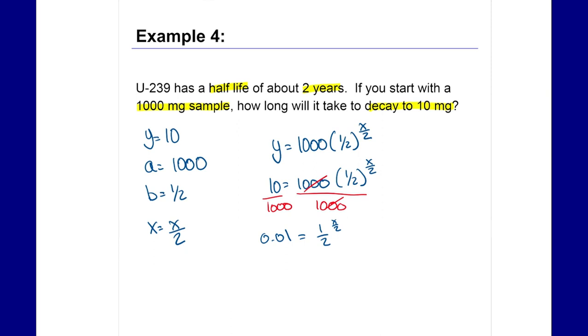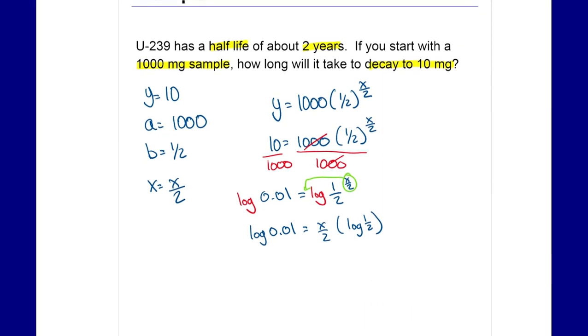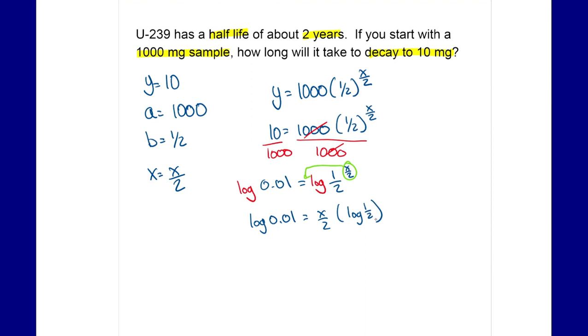Here is where I need to bring this exponent down. In order to do that, similar to what we did with exponential growth, we are going to take the logarithm of both sides. That will allow me to move this exponent down in front. So I would end up with log 0.01 is equal to x over 2 times log of 1/2. Now log of 1/2, or log of any number, is just a number. Right? So I can treat log 1/2 as a number. I'm going to divide both sides by log 1/2.